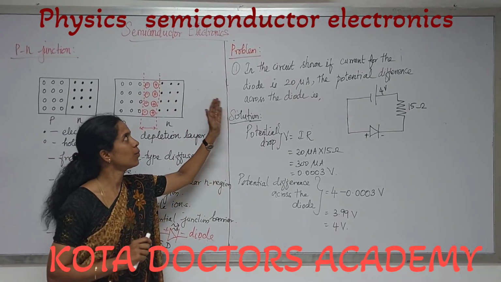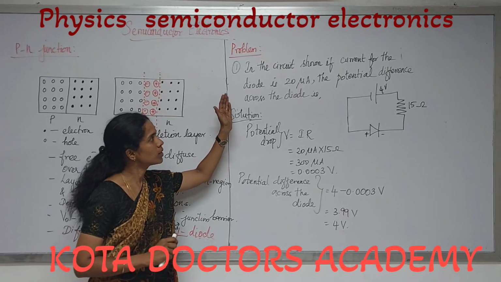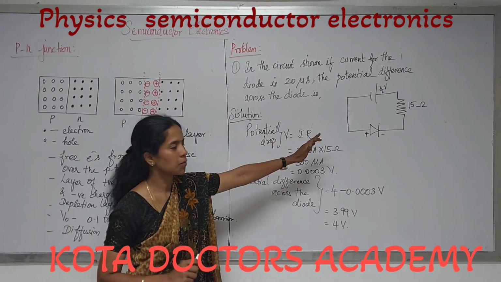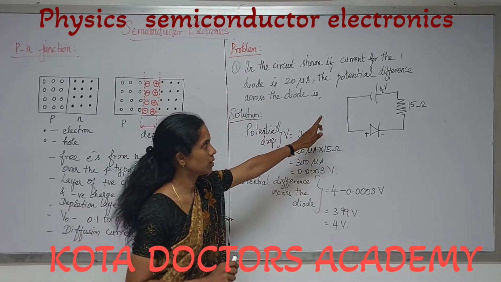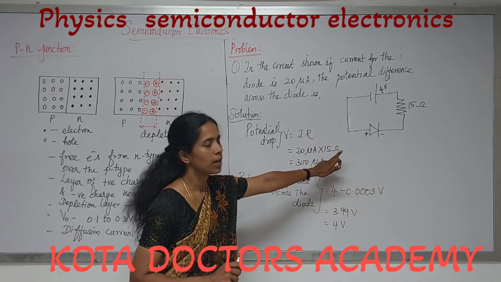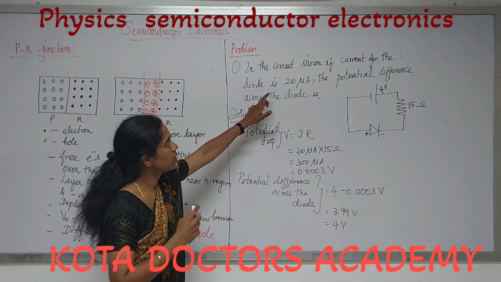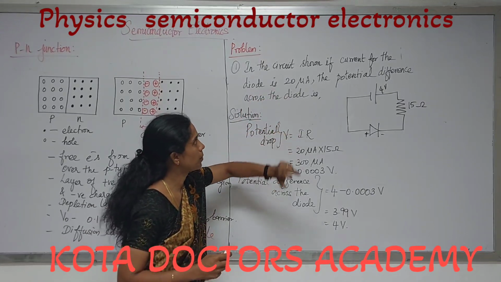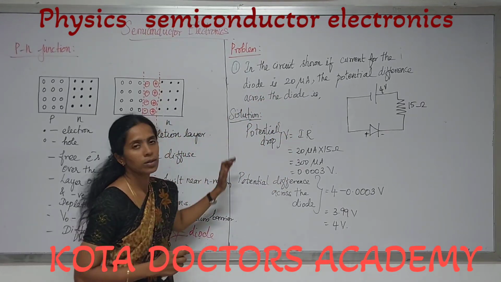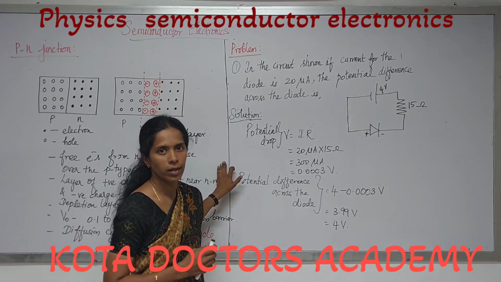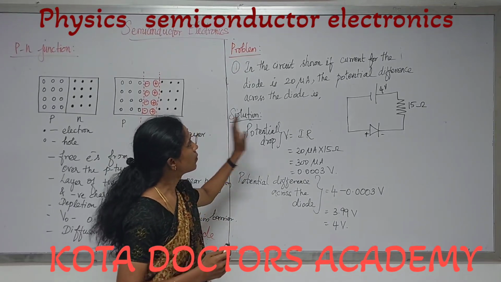Next we are going to see one problem. In the problem, a circuit is given, in which a 4 volt supply, a resistor and an LED are given. The current which flows through the LED is also given, that is 20 microampere. They asked us to find the potential difference across the diode.